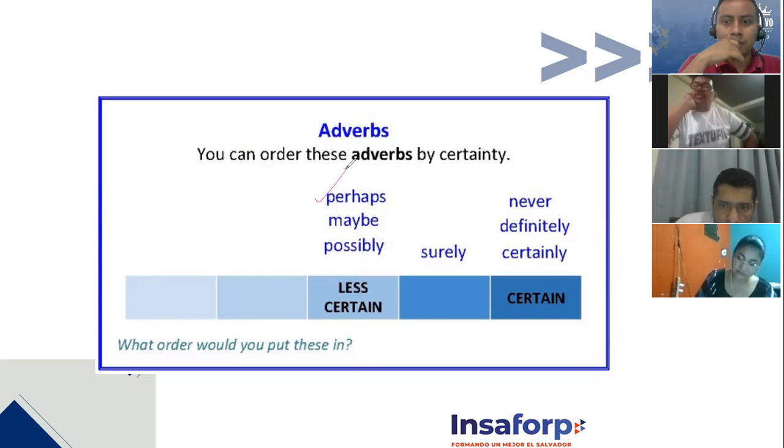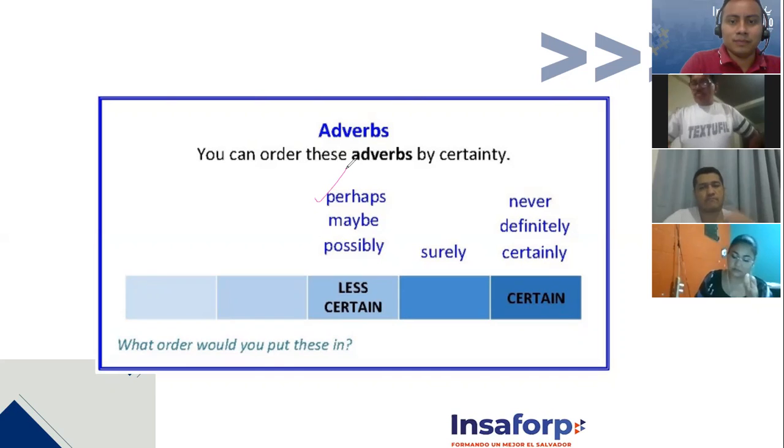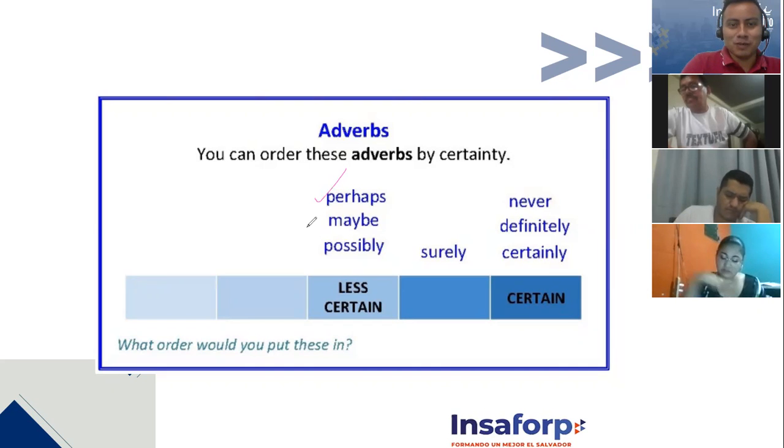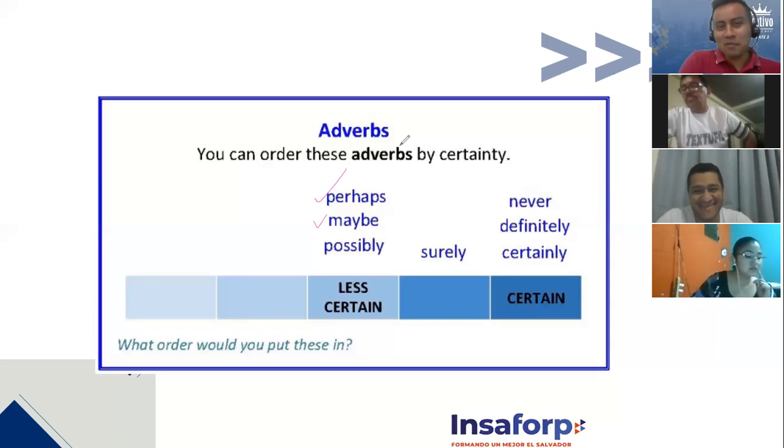Perhaps I'll be back next year. I'm not sure. Okay, I like how you are using it. What about the next one, Julio? Can you give me a sentence with maybe? Maybe tomorrow I will work. Okay.